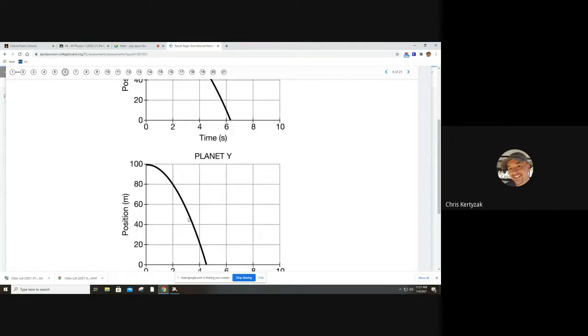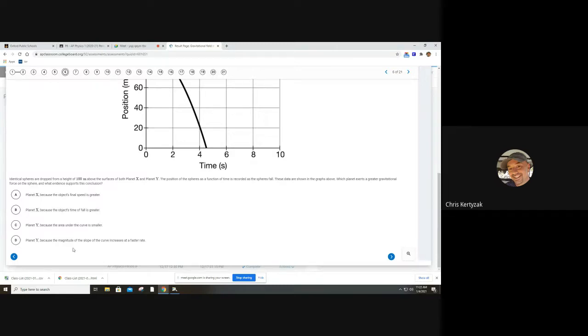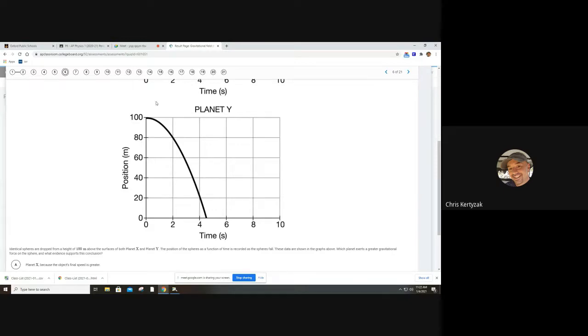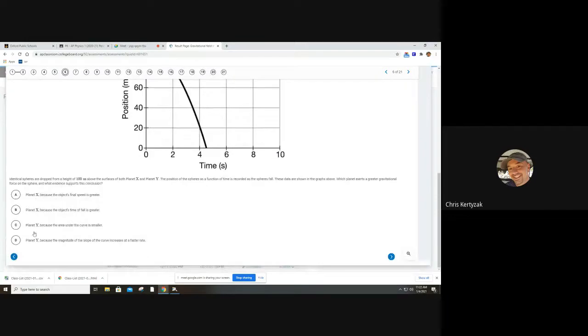Planet Y, which we knew, this one, accelerating more quickly. For what reason? Because the magnitude of the slope of the curve increases at a faster rate. Oh, good. They're referencing the slope of this curve, right? At this point, there's a slope there. That's the instantaneous velocity at 2 seconds if I drew a dot here and drew a tangent line. If I drew a dot here, then at the 4-second mark, the slope of that tangent line represents the velocity there. They're pointing out that this planet has a greater acceleration since the slope is increasing at a faster rate here, increasing at a slower rate here. Sounds right. So for that reason, it's D.